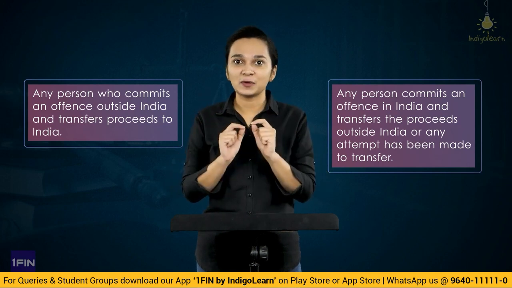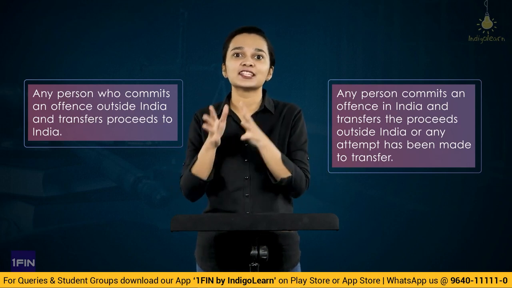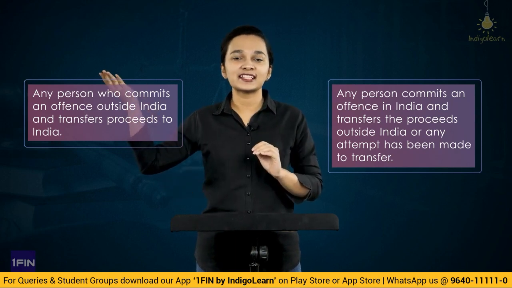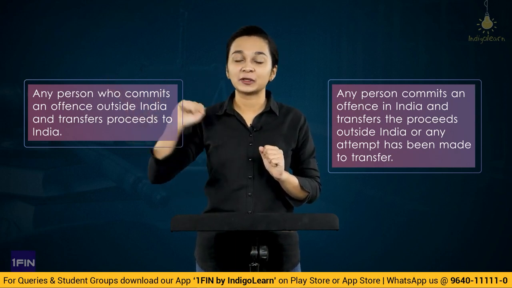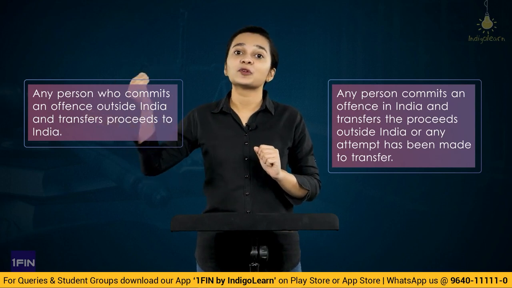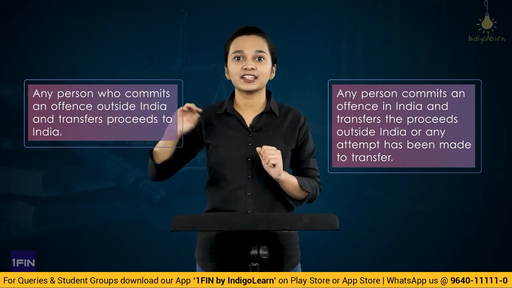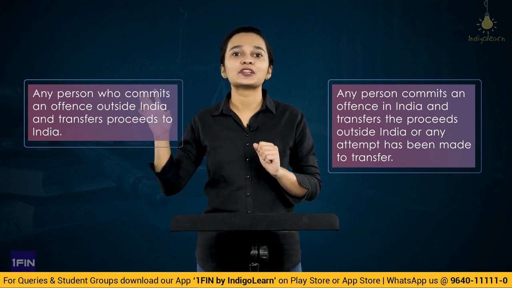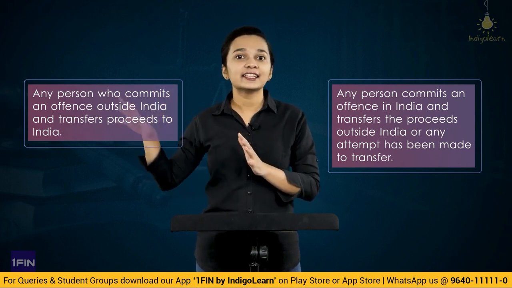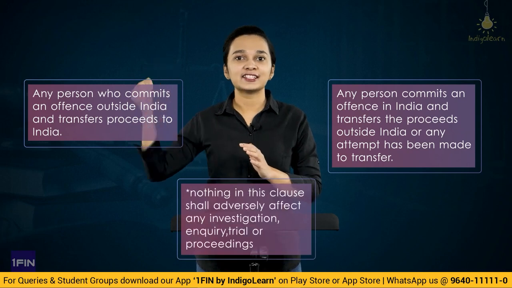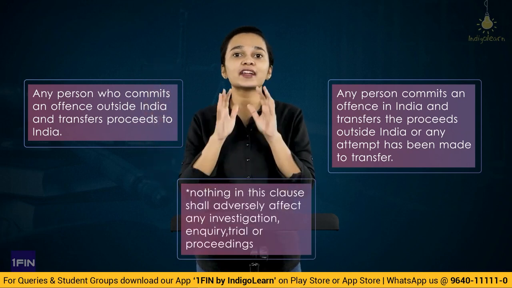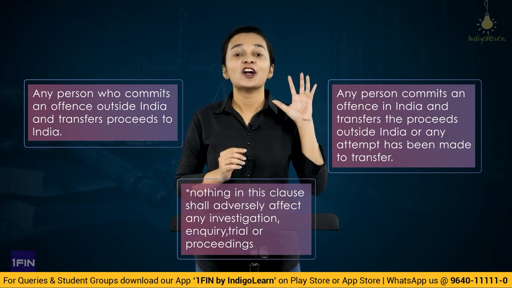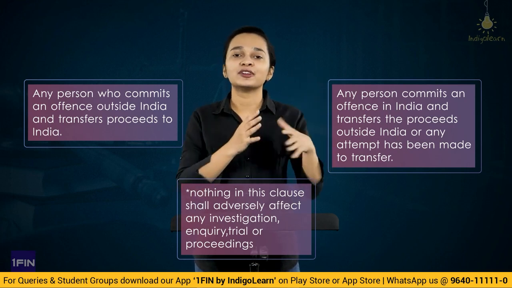So with this we have now understood what are the offences of cross-border implication. Very simple. Conduct outside India, proceeds transferred to India. Conduct in India, where proceeds are transferred to some place outside India or an attempt has been made to transfer the proceeds of crime to some place outside India. And nothing in this section, that is, these cross-border offences shall have any impact on any investigation, inquiry, trial or any proceedings which are already going on.